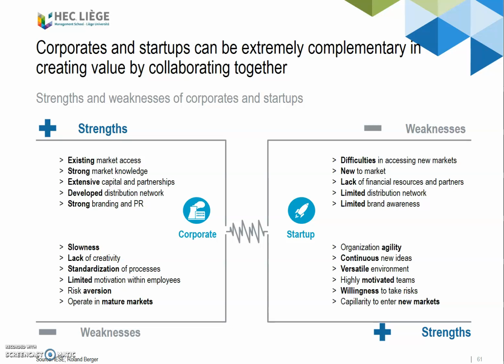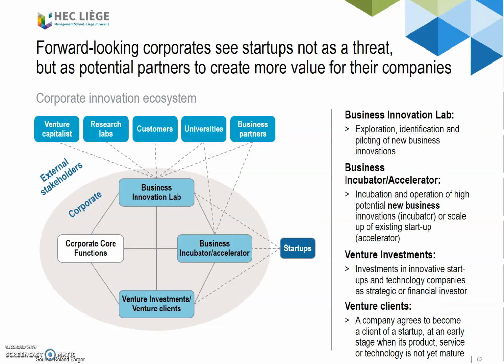Because a corporate has some strengths, a startup as well, and they both have weaknesses as well, and that's quite complementary. So I'll let you read the slides, but think that it's not always head-to-head competition. It can be strong collaboration and mutual benefits. And today, for large corporations, getting closer to startups and to smaller, agile companies is key. And to do that, they have a lot of different ways to do it.